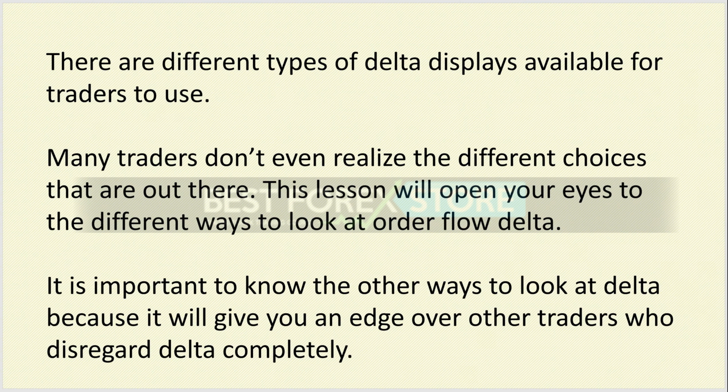And there are different types of delta displays available for traders to use. And this is important because not a lot of traders realize that they have these choices. And this lesson will open your eyes to the different ways you can look at order flow delta. Now, it's important to know the other ways to look at delta because it's going to give you an edge over other traders who disregard delta completely or maybe just look at the final delta number. And there's other forms of delta analysis that can be done when you take the other information that's available with delta.